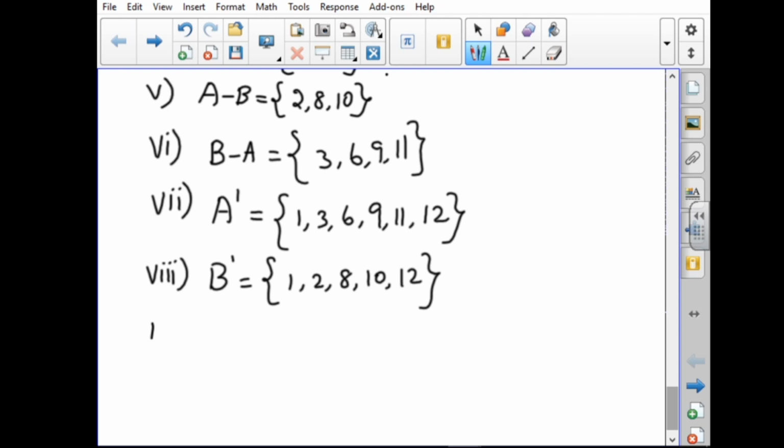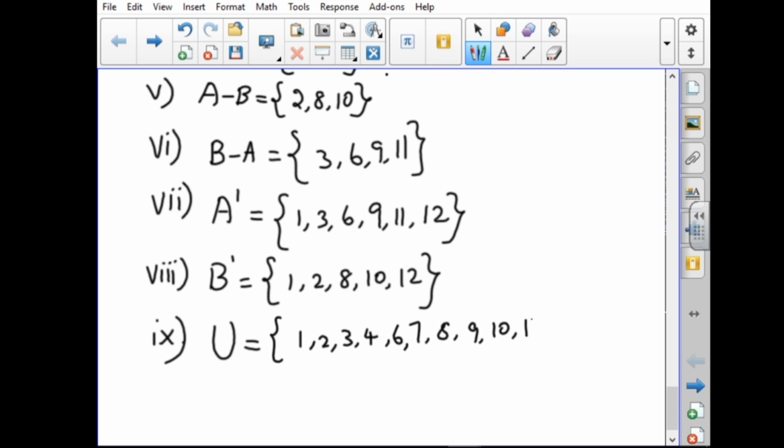Next one, universal set. Universal set means all the elements in the rectangle box; you have to write them fully. So 1, 2, 3, 4, 6, 7, 8, 9, 10, 11 and 12. Everything inside and outside the circles in the rectangle box, you should write for the universal set.